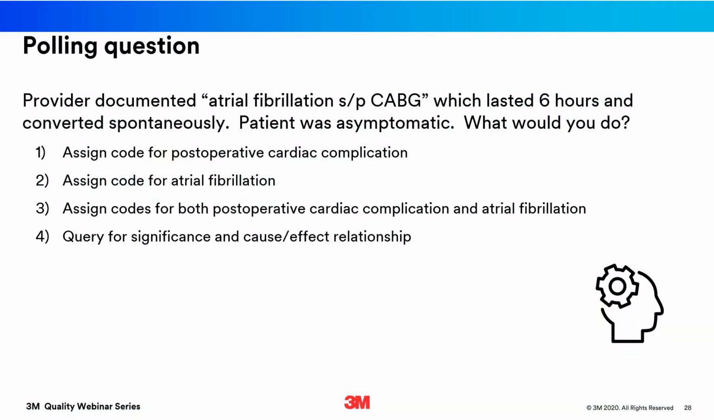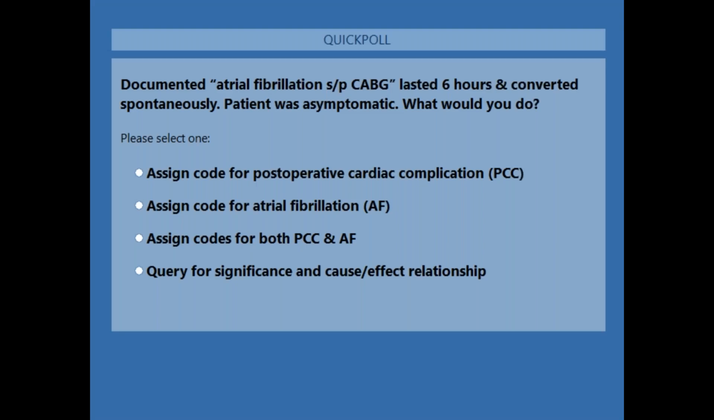And if we could launch our next polling question. Our provider documented atrial fibrillation status post-CABG. It lasted 6 hours and converted spontaneously. Our patient was asymptomatic. What should we do, either as a CDI or a coder? When we see that in the record, what are we supposed to do? Should we just assign the code for the postoperative cardiac complication? Should we assign a code for regular AFib? Should we assign both the complication code and the AFib, or query for the significance and cause and effect relationship?